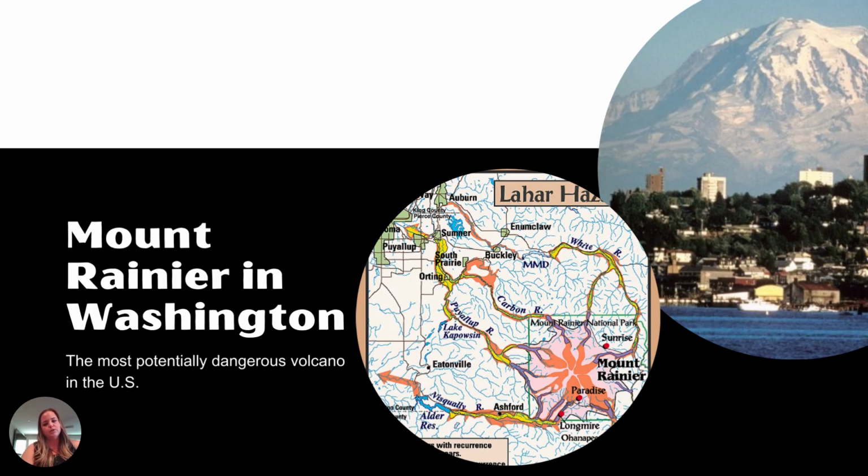Right now, the most dangerous Cascadian volcano is Mount Rainier, and this is in Washington. This one is dangerous because it hasn't erupted in a very long time. We haven't seen it on the same recurrent cycle as the other Cascadian volcanoes, and all of its drainage points lead down to Tacoma, Washington, which is the capital of Washington State.